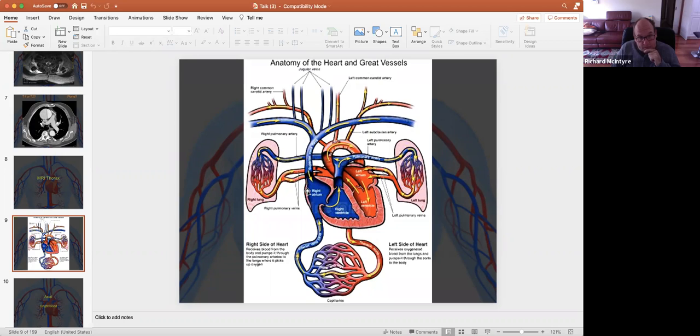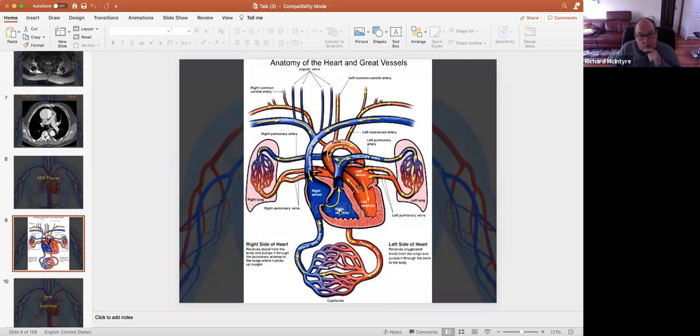Okay, and both these vessels deliver blood to the right atrium. So this blood we know is deoxygenated because it's blue and it's come from the body, into the right atrium through the tricuspid valve to the right ventricle.